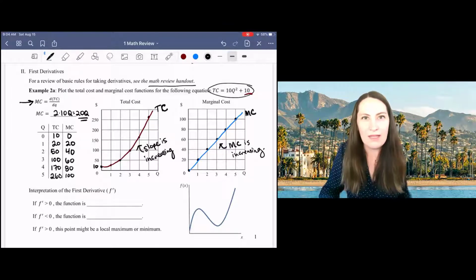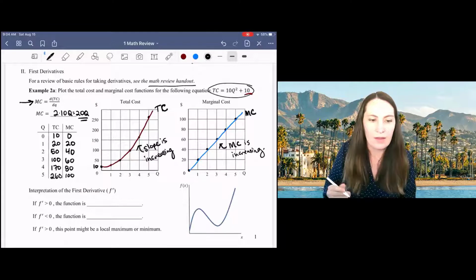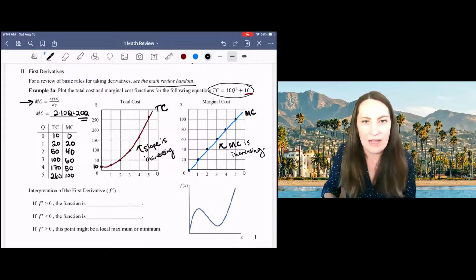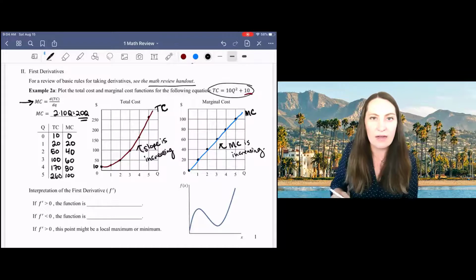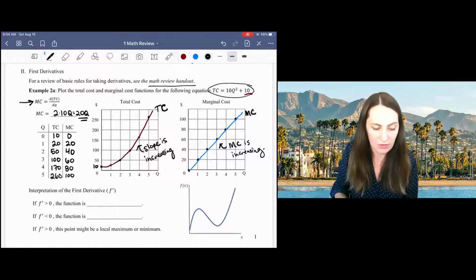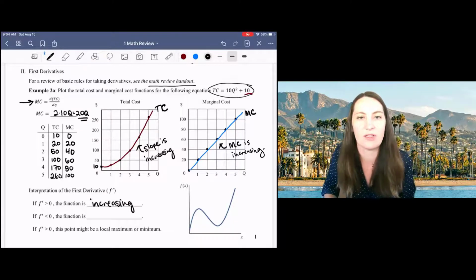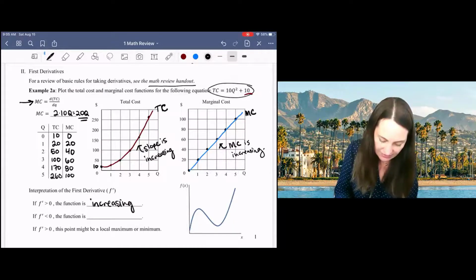So, one last thing here to sum up is that the first derivative tells you whether or not the function is increasing, decreasing, or neither, based on whether it is positive, negative, or zero, right? So the sign of the first derivative tells us about the slope of the function. If the first derivative is positive, we have an increasing function, as both of these total cost examples have shown us. If the first derivative is negative, we have a decreasing function.